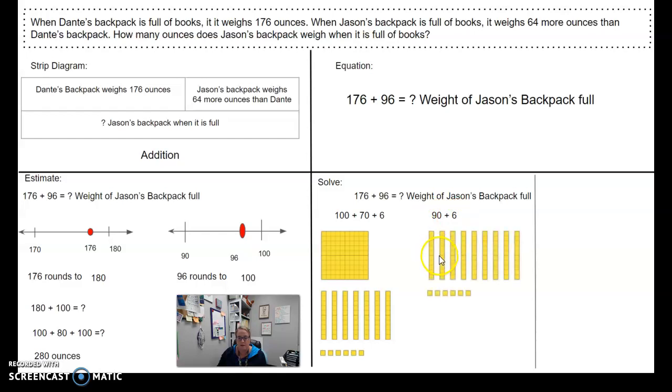So I have 9 tens. Let's see, 10, 20, 30, 40, 50, 60, 70, 80, 90. And I have my 6 ones. Now, we said that we are going to add them together. So I'm going to add them. I'm going to go one place at a time.